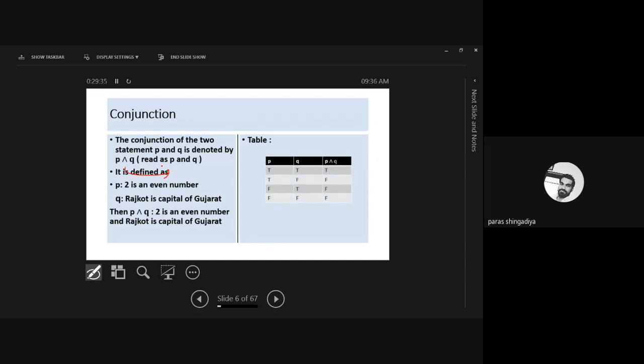So now you compare the two statements at a time. You have two statements. How many possible outcomes for two statements? 4 possibilities. In the first case, both are T. In the second case, the first is T, the second is false. In the third case, the first is false, the second is T. And in the last case, both are false.